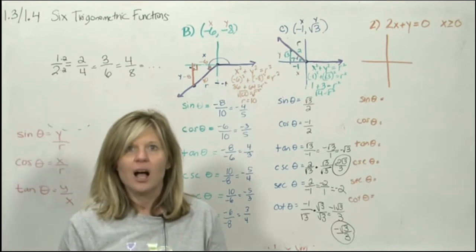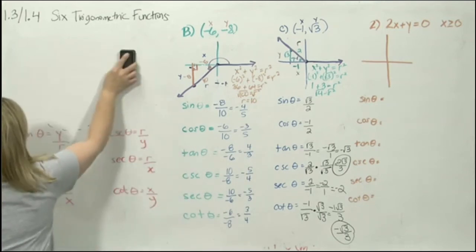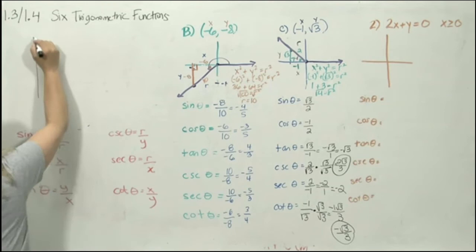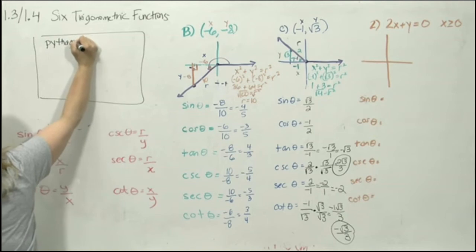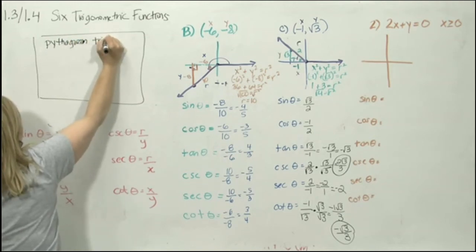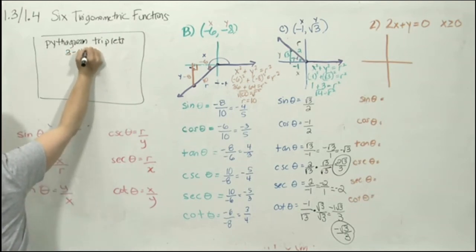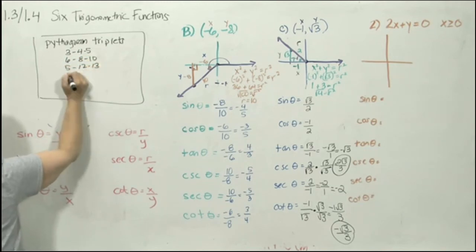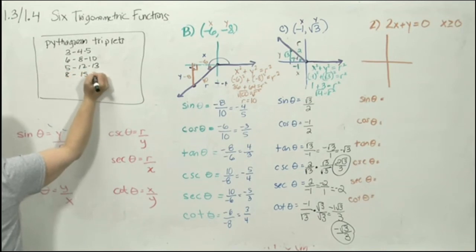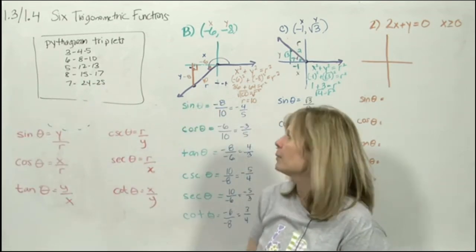In your notes, I have a little box that says Pythagorean triplets, or triples. And in that box is written 3, 4, 5; 6, 8, 10; 5, 12, 13; 8, 15, 17; 7, 24, 25. That is a little helpful hint, and let me explain to you.